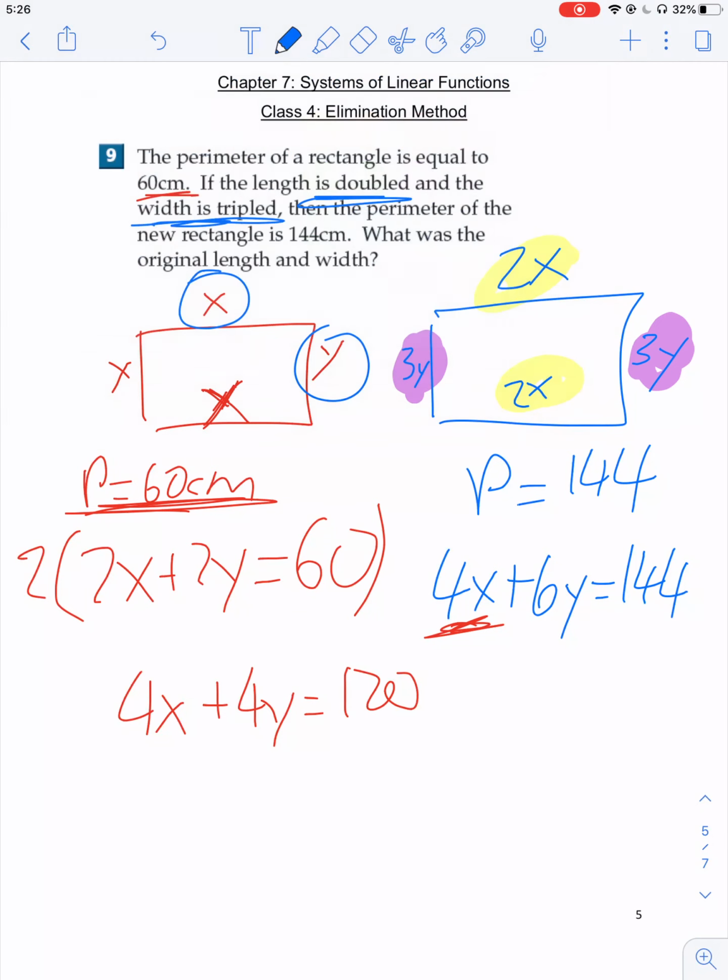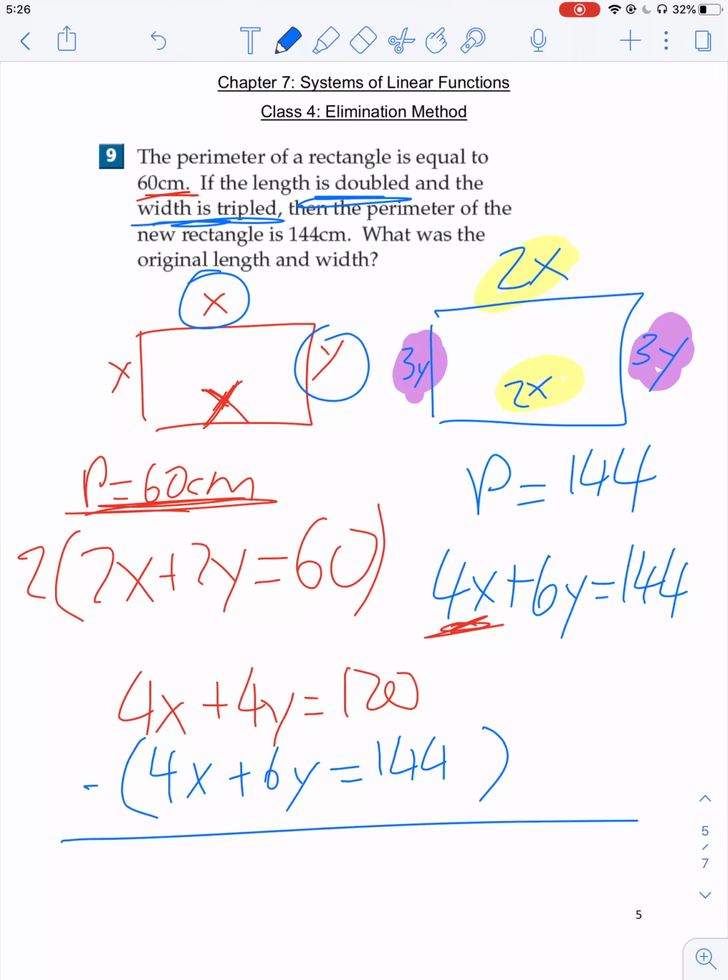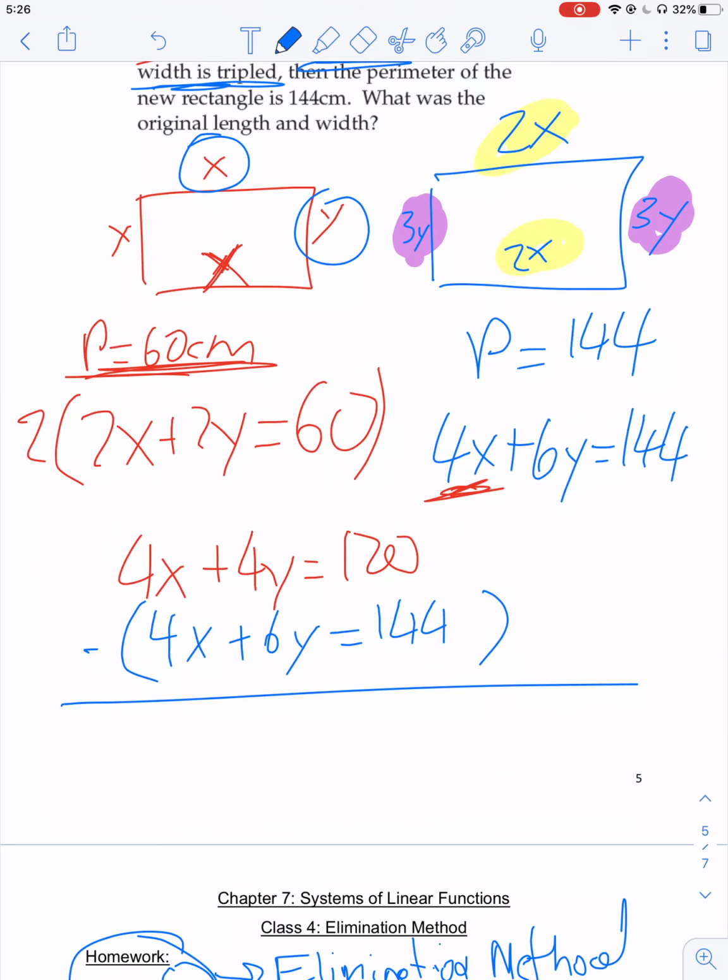And my bottom equation is 4x plus 6y equals 144, and I can subtract the 2, right? So again, I'm doing this very quickly. This just becomes 0, and then you're going to get minus 2y equals minus 24.